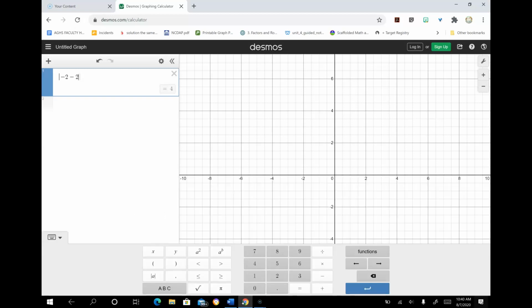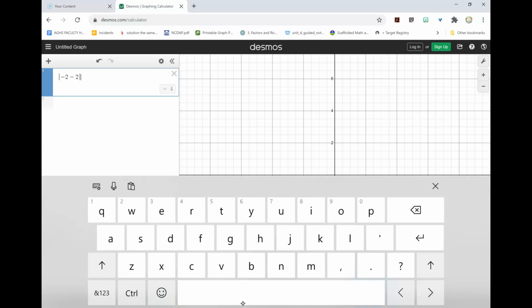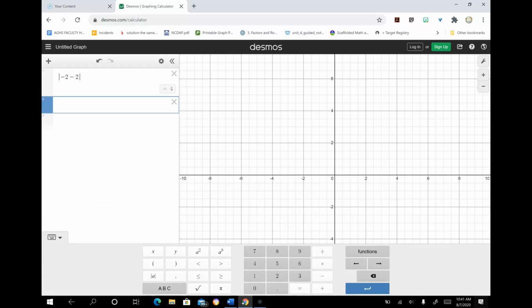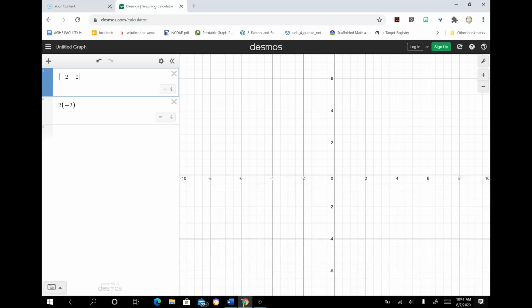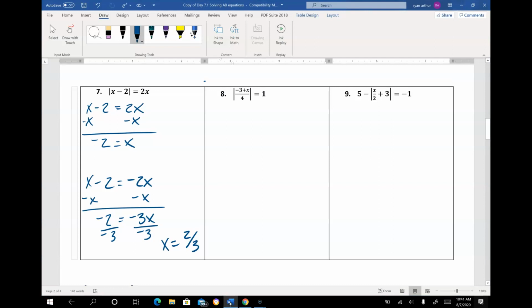Let's close it. Okay. So I have to also plug in the other side. And the other side was 2 times x. So we're going to say 2 times negative 2. Now, do you see this? One gave us positive 2 and one gave us negative 4. Is positive 4 equal to negative 4? No, it's not. So negative 2 is not a solution. So we're going to mark this out. It is not a solution. Okay, it does not satisfy both sides.